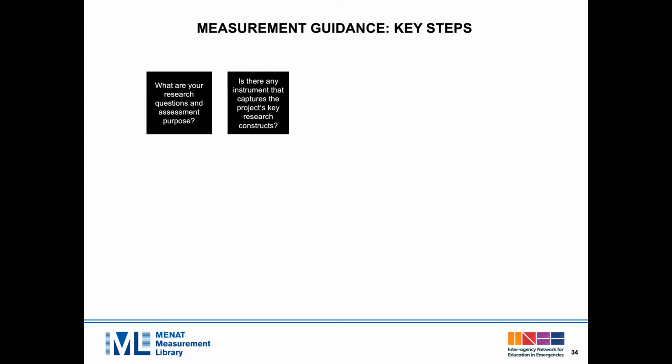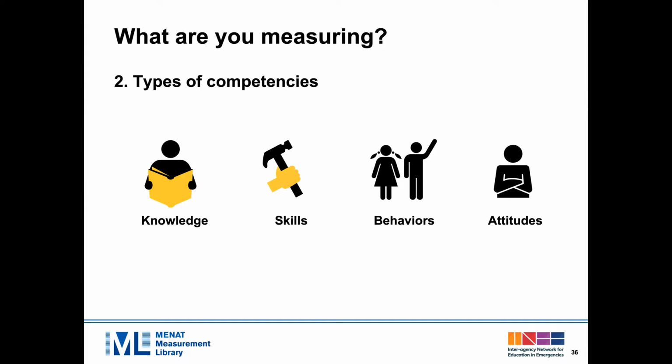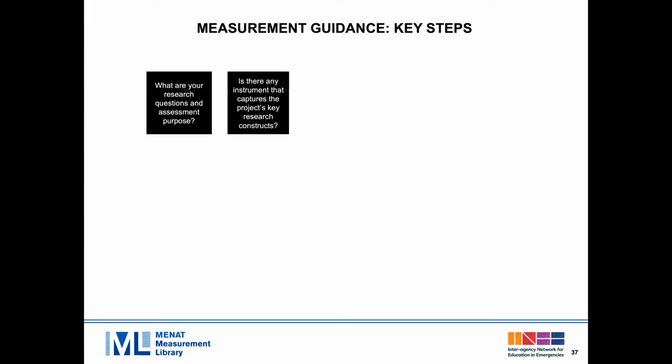basically they need to try to understand what they are measuring in terms of the assessment dimensions, which can include things like physical well-being, language literacy and numeracy, cognitive processes, social-emotional processes, mental health and values. The guidance also includes information so they can identify instruments that capture different types of competencies such as knowledge, skills, behaviors, and attitudes. And the measurement guidance includes a description of each one of these concepts.